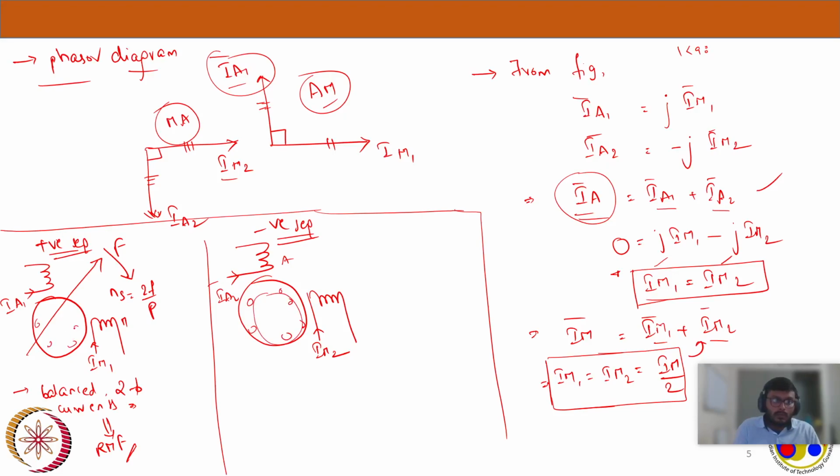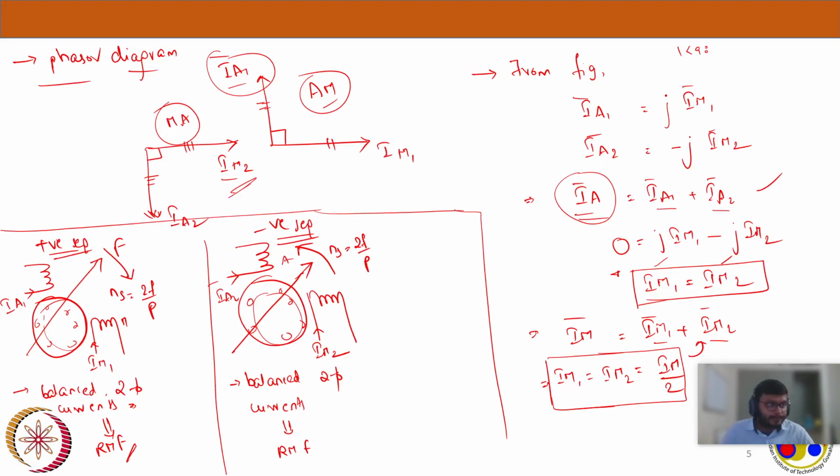Here also we have a short circuited rotor, and again these two are balanced individually, balanced two phase currents, and they will also produce a rotating magnetic field, and the direction would be from leading to lagging, where here my IM2 is leading. So from the figure we can see IM2 is leading, so it will rotate from IM2 to IM to A, and the speed will remain the same. It is synchronous speed, 2f by P, and my rotating magnetic field will be directed from leading to lagging, that is from M to A.